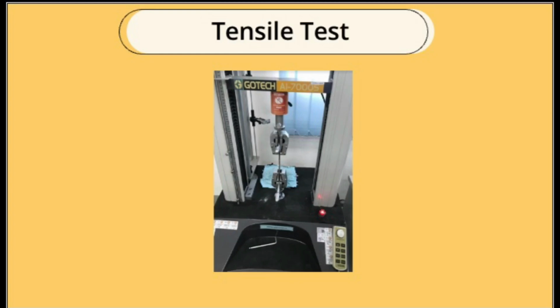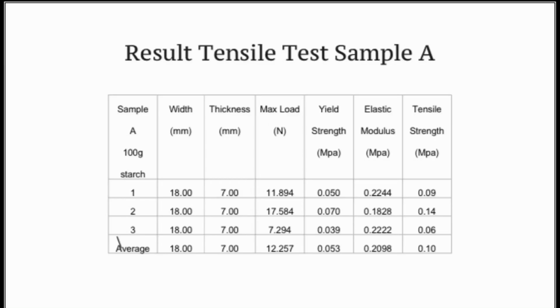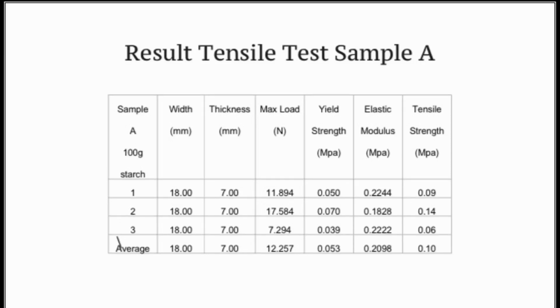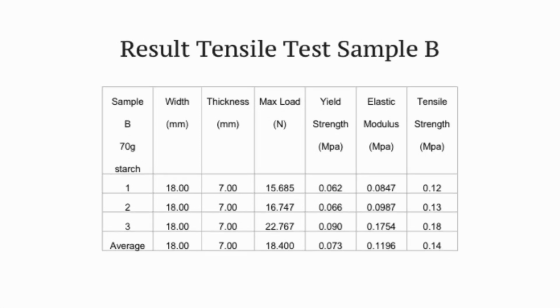Next is the tensile test. The picture shows the samples undergoing the tensile test. Next is the result of the tensile test for sample A and the result for sample B. As we can see from the result, the elastic modulus for sample A is higher than sample B. This is because the percentage of starch in sample A is more than in sample B.